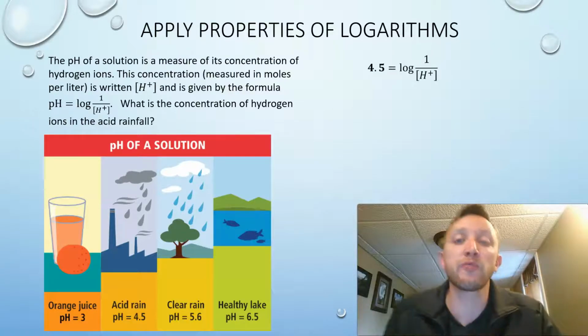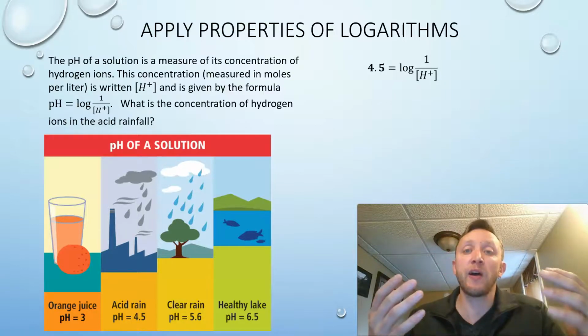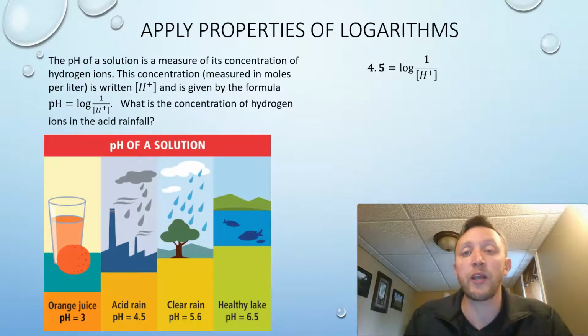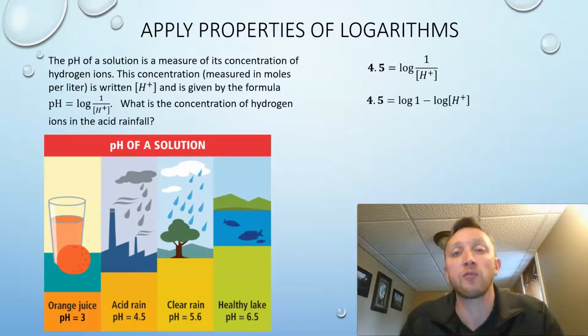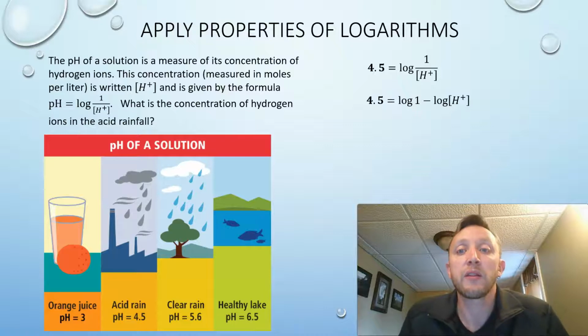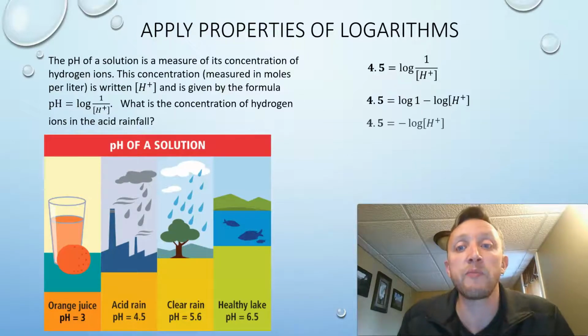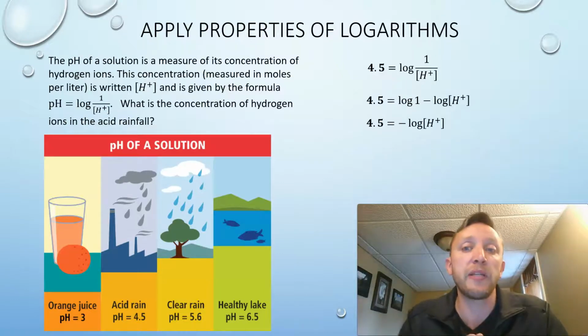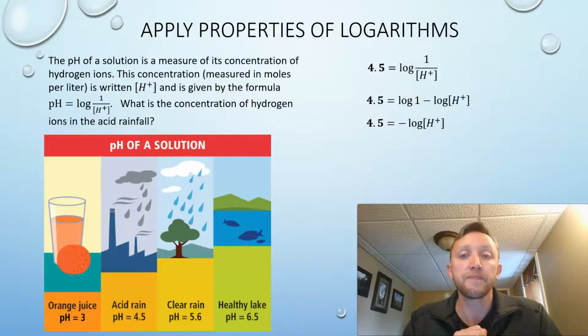The first step is we're going to substitute what we know the pH value to be. So the pH is 4.5 into that equation, the one that they gave us in the story problem. And now we're going to solve this. The first thing I recognize is we could pull apart what's on the right side and write that as two separate logarithms. So we'd have the log of 1 minus the log of H+. Now, that's why we did that warm-up. In that warm-up, we learned that log of 1 is 0. So 0 minus that would just be negative log of H+.